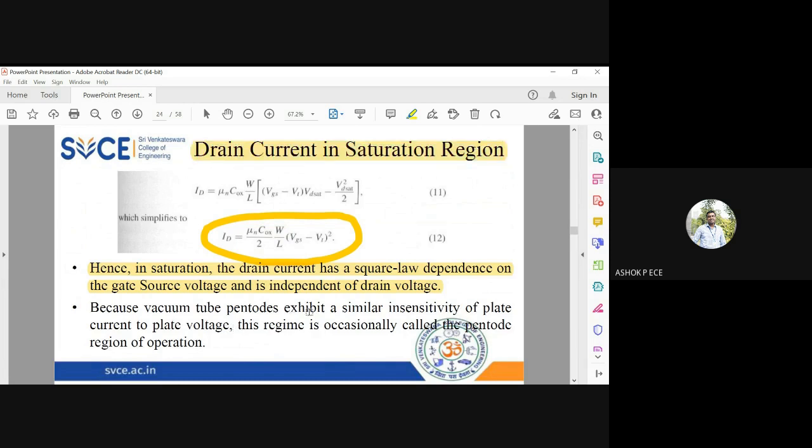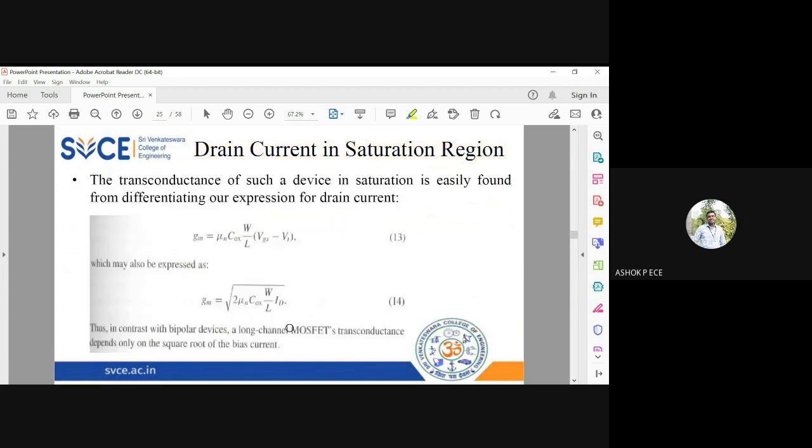And it is called the pentode region. A pentode is a device which has 5 electrodes, and this operation is found similar to a pentode. So this region is called the pentode region of operation.